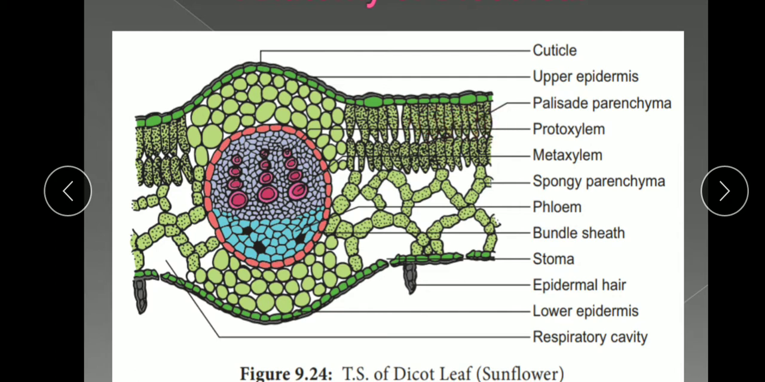Then the other type of mesophyll tissue is known as the spongy parenchyma. So where is the spongy parenchyma? I'll show you, this is the spongy parenchyma. So you see, this is palisade parenchyma and this is spongy parenchyma. This type of differentiation we did not see in the monocot leaf. This is in the dicot leaf only: palisade parenchyma and spongy parenchyma.